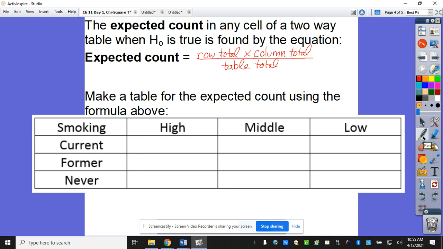What did I get for high current? 58.75. What's the other one I made you do? It was low current, okay, and that's 16.94 for me. Alright, let's skip to y'all that did former high. What is that?